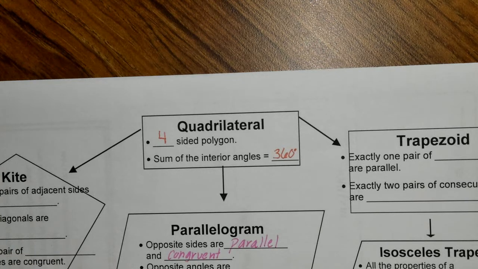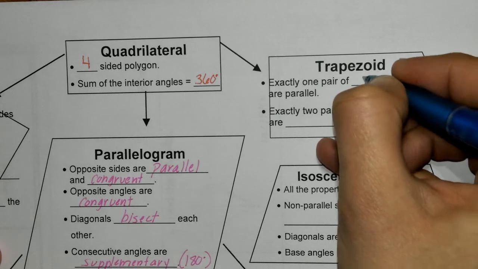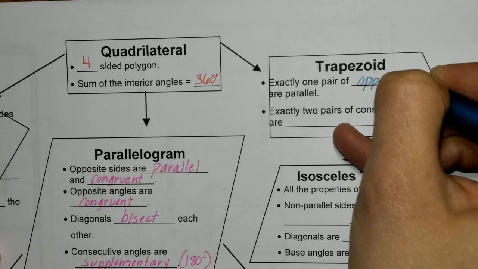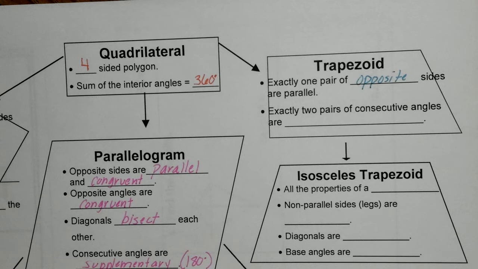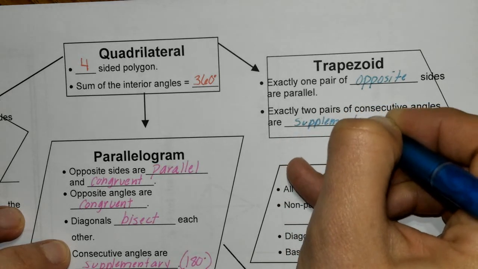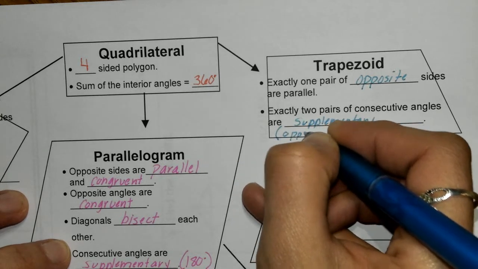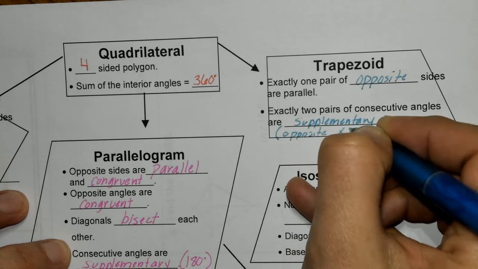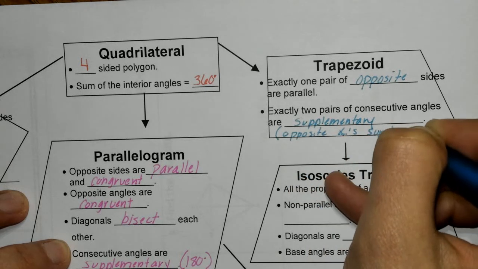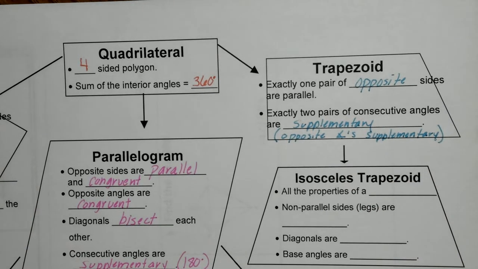Let's go fill out our flow chart first. Let's get that out of the way. Back to the trapezoid. We remember that we have exactly one pair of opposite sides that are parallel. And this one is saying exactly 2 pairs of consecutive angles are supplementary. And here I want you guys to notice this is also going to mean your opposite angles are supplementary. Okay, that's what we were talking about earlier.